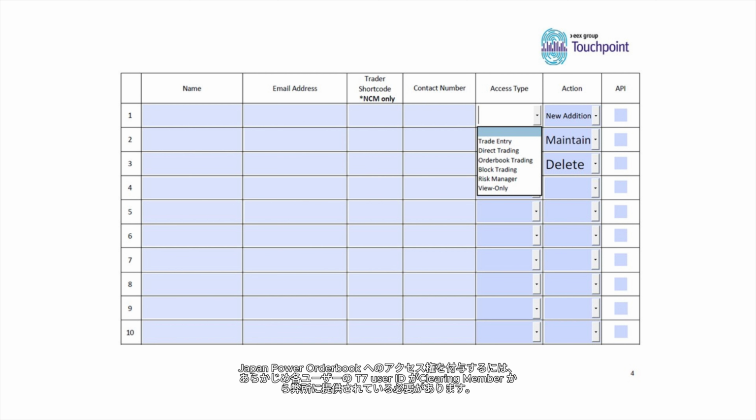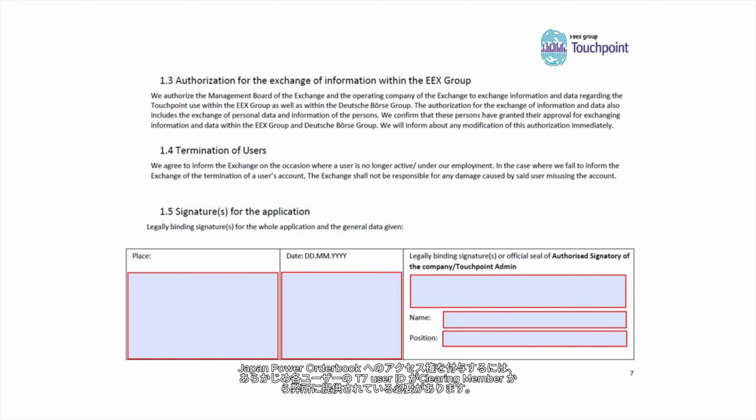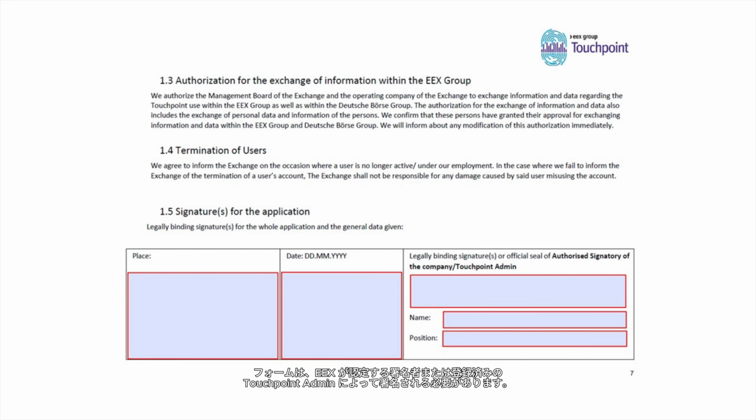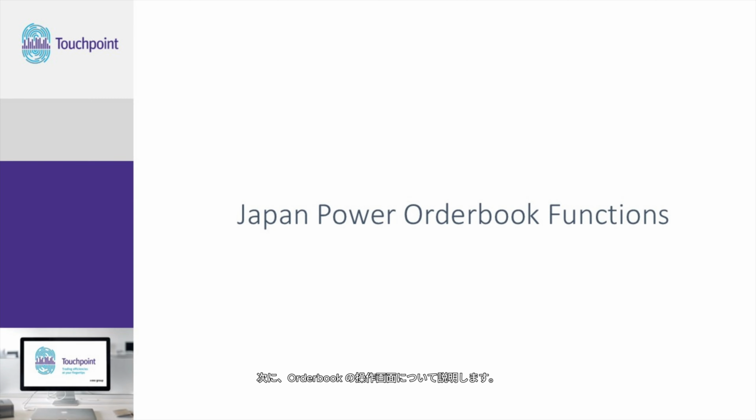As mentioned previously, each user must have a T7 user ID provided by the clearing member to us before the JPP Orderbook access may be granted. The form must be signed by an EEX recognized authorized signatory or a Touchpoint admin that has been onboarded prior. Please note that the Touchpoint service team must receive the ETI connection details before the updated Touchpoint form may be processed. We will now move on to showcasing the Orderbook on Touchpoint.